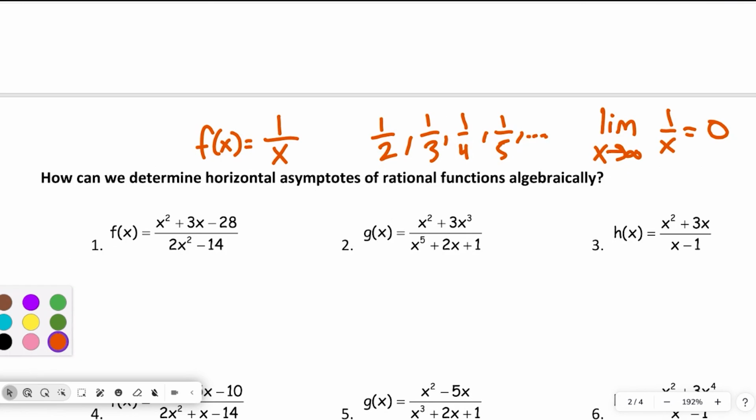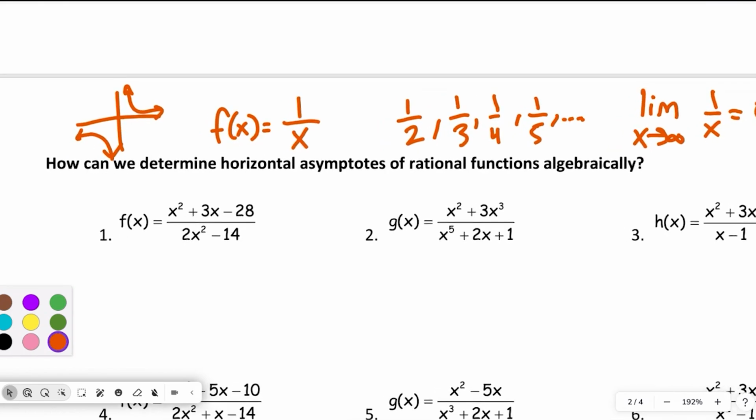Yeah? The graph looks something like this. So as x goes to infinity, it goes to 0. All right. So let's consider this a little bit differently.